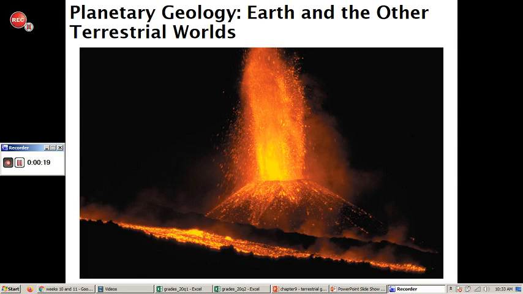What you're seeing here is a volcano. And since it's pretty up close, you can imagine it's on Earth. We're going to talk about how the surfaces of the planets, and the interiors of the planets, are constructed and how we understand them.